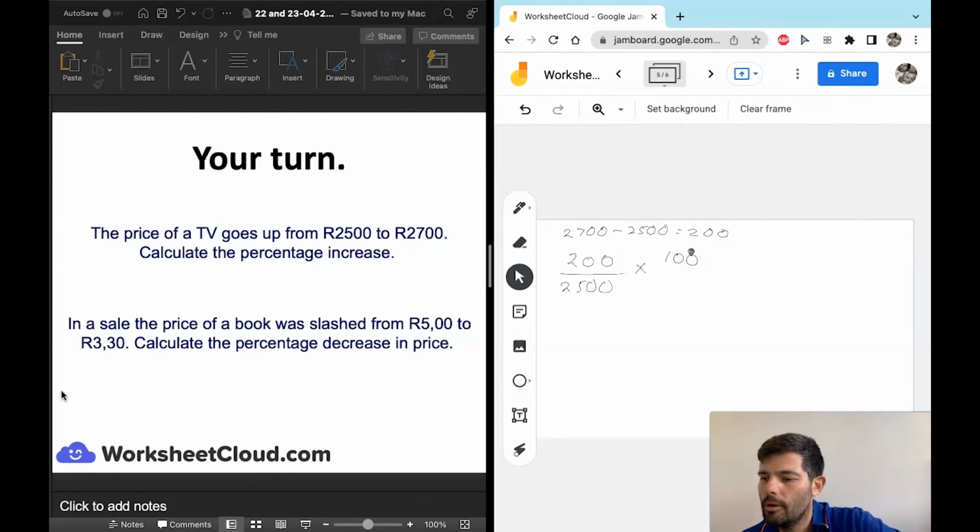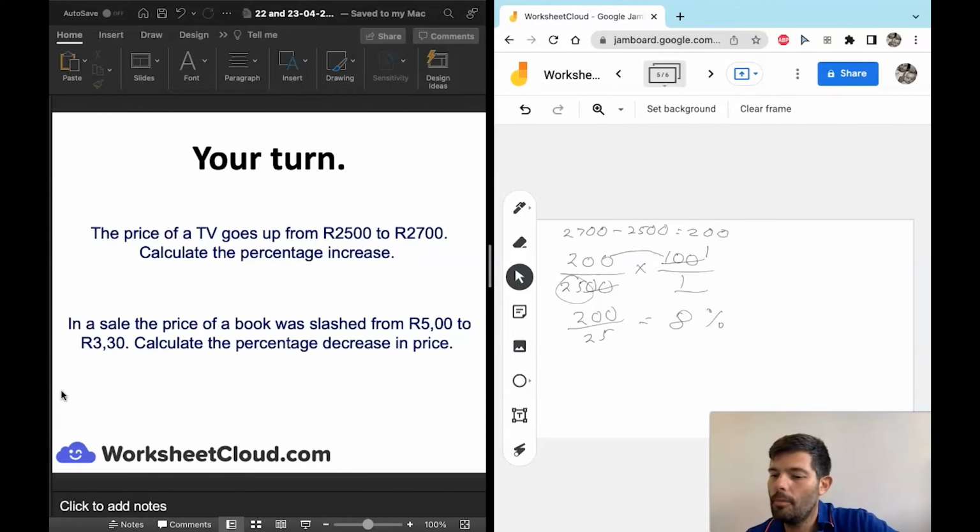Now remember, 100 can be written as 100 over 1. What I can do is divide 2,500 by 100, which means it cancels out with that 100. Now I've got 200 left in my numerator, because 200 times 1 is 200, and 25 times 1 is 25, and that's going to equal 8%. So the percentage increase from 2,500 to 2,700 is 8%.